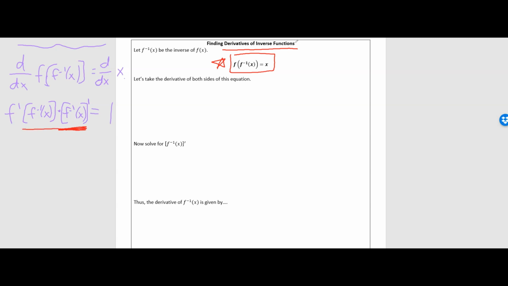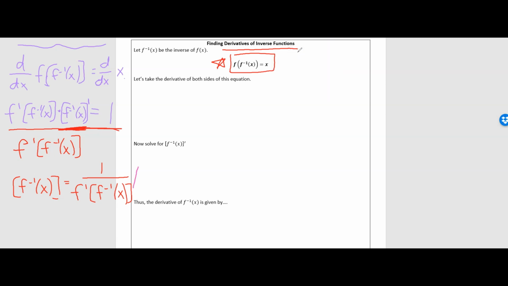Well, to do that, we are going to divide everything by this other term, f prime of f inverse. And we'll just say we're dividing everything, so I don't have to write it twice. So we end up getting the derivative of f inverse is equal to 1 over f prime of f inverse. And this is going to be our formula for the derivative of an inverse function.